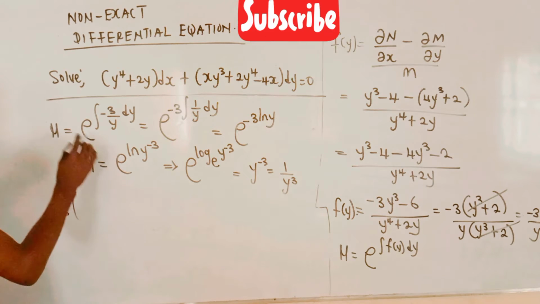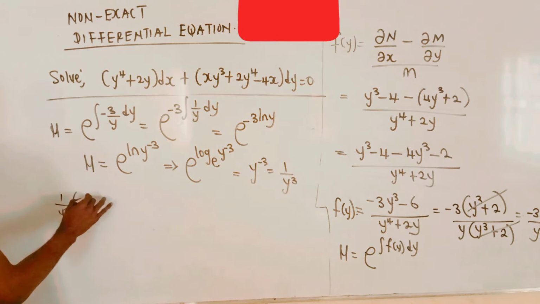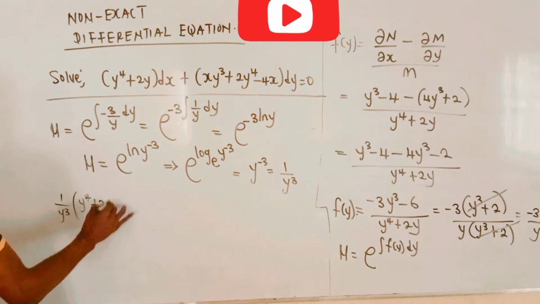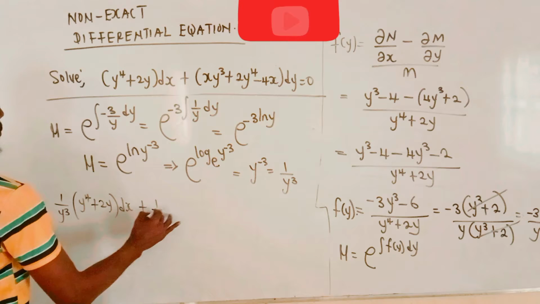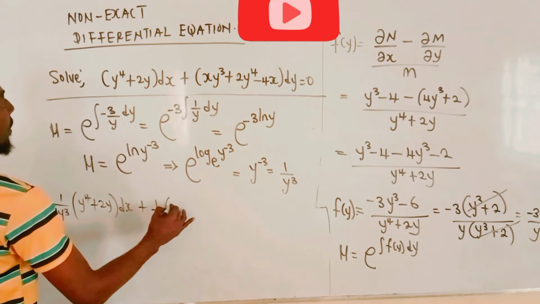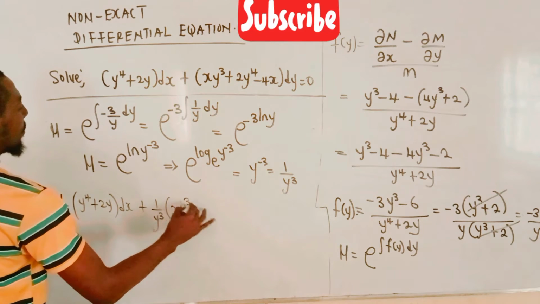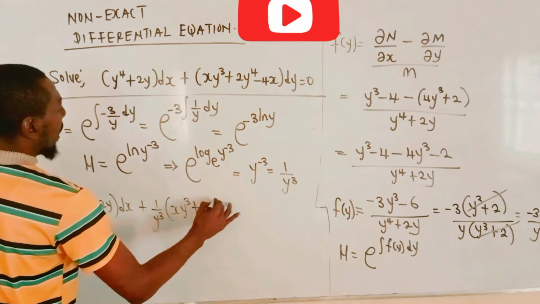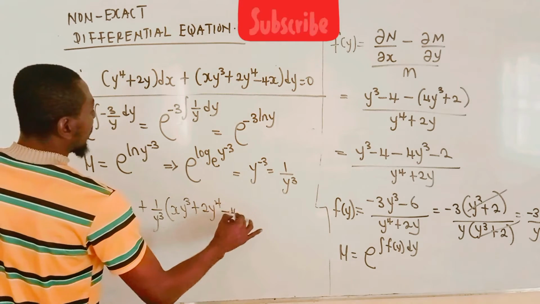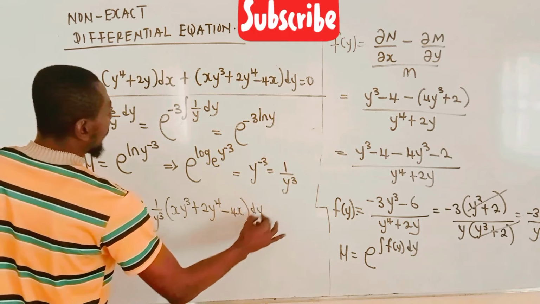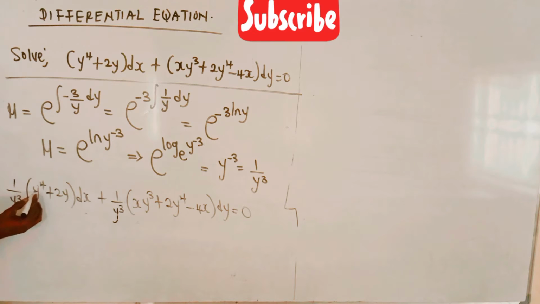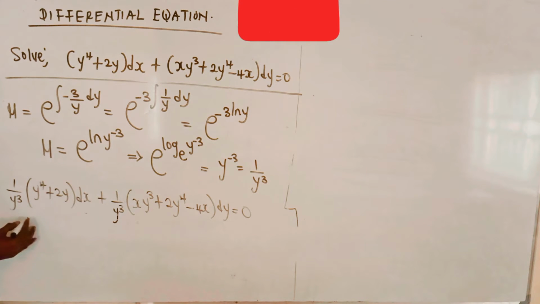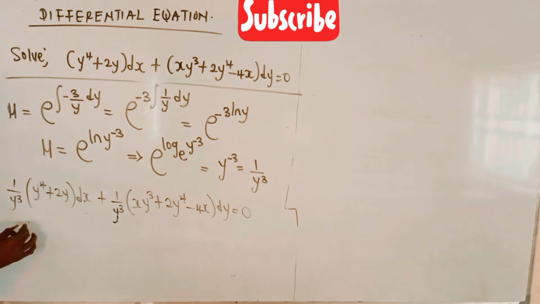1 over y cubed times (y to the power 4 plus 2y) dx plus 1 over y cubed times (xy cubed plus 2y to the power 4 minus 4x) dy equal to 0. We have y raised to the power 4 divided by y cubed, which will give us y.